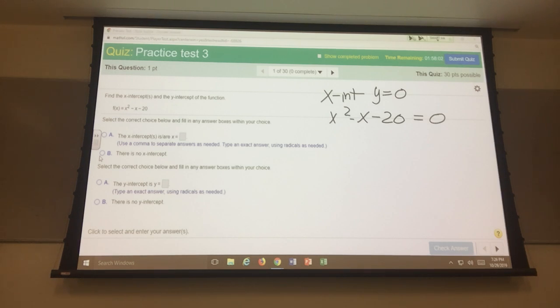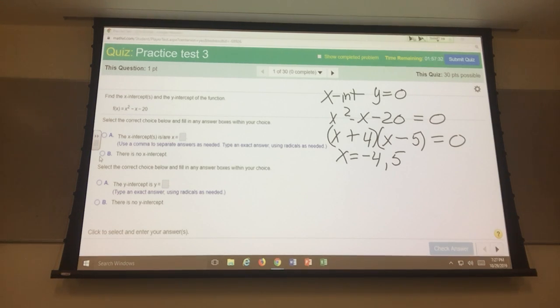Okay? So, how does this factor? 4 and 5. So we have x and 4 and x and 5. What signs? Minus 5, plus 4. So that means x equals negative 4 and positive 5. And those are your x-intercepts. Remember, because it's x equals, don't put them as points. Just put the values. Okay? Don't put them in parentheses or anything either.